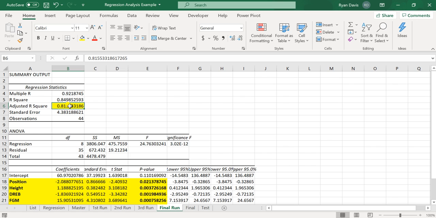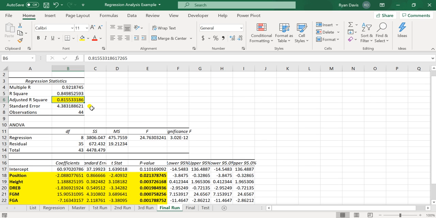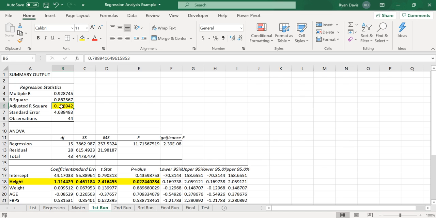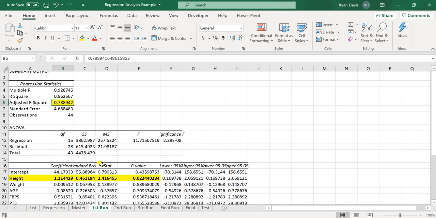The most important number here is adjusted R square. That's basically saying the higher the number, the higher the confidence the model has to be able to predict the outcome, or to be able to connect which variables are correlated. That one is about an 81.5%. And then my first run was 78, almost 79%. So I got an extra 3%, which is great.